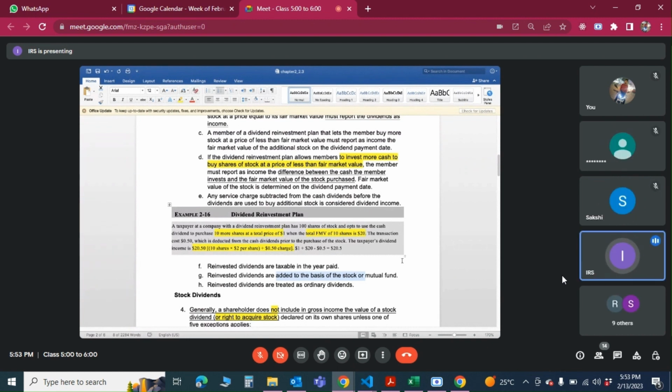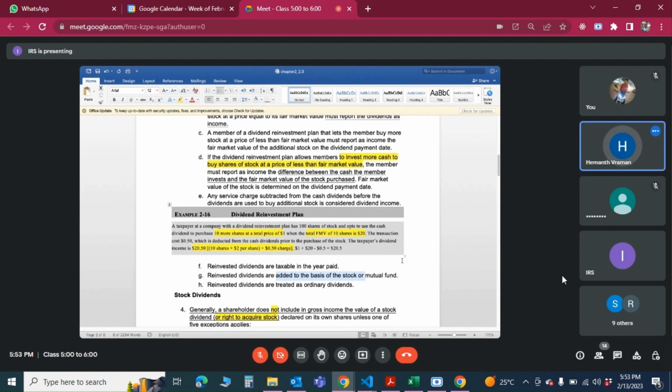Hemant, why don't you read this example, and then you explain it. A taxpayer at a company with a dividend reinvestment plan has 100 shares of the stock and opts to use the cash dividend to purchase 10 more shares.